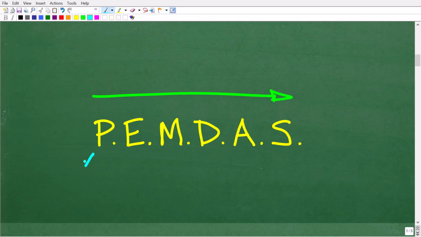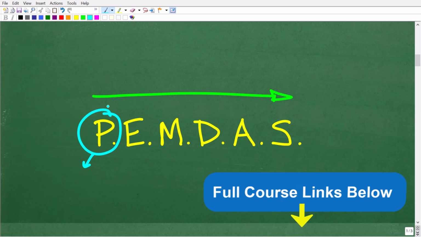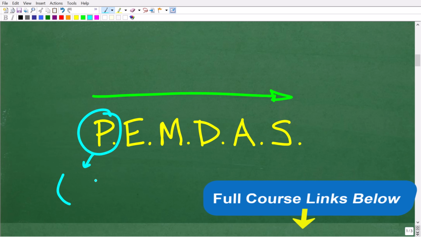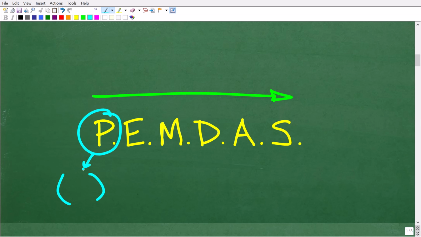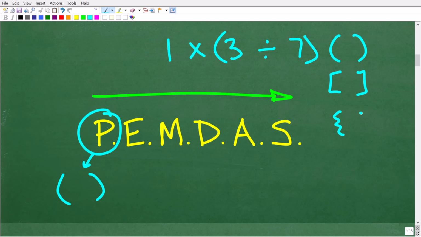All right, so let me go ahead and explain this right now. So P is the first thing that we're going to do, and P stands for parentheses. But really, we're talking about grouping symbols. So anytime in math, if I have 1 times 3 divided by 7, let me write that a little bit better here, I can group numbers in different ways, right? And the way to do that is to use a grouping symbol or grouping symbols like parentheses. So I can put parentheses around these numbers, or maybe I could put parentheses around these numbers here. But grouping symbols in math are parentheses, brackets like this, or squiggly brackets.